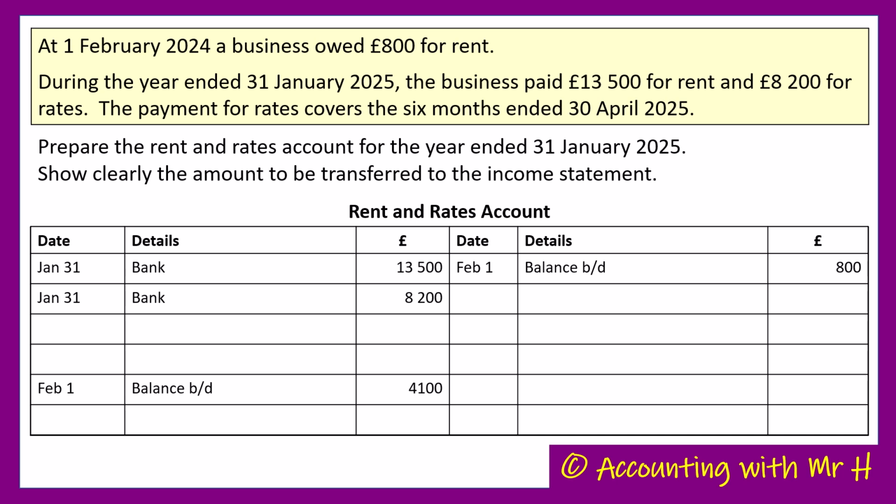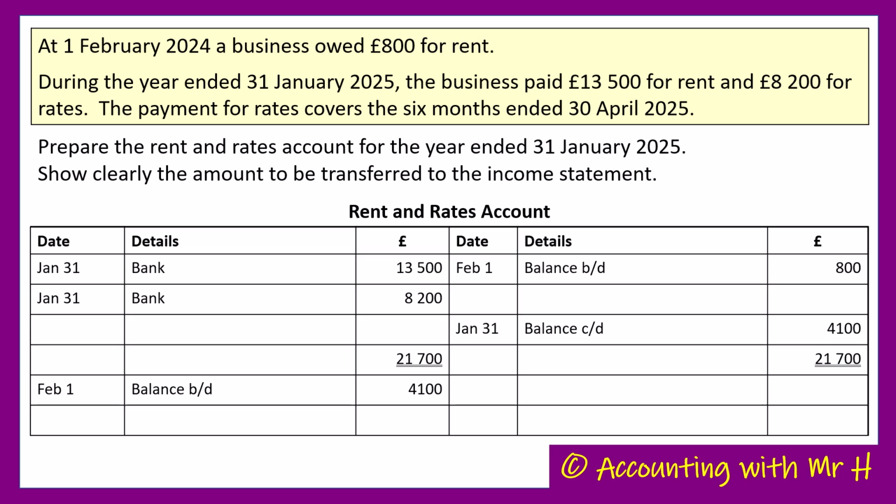And then effectively I can just start working backwards. So there's my total row, and if I'm bringing that 4,100 down on the debit, I must be carrying it down on the credit. And then all I've got to do is make both sides total up to 21,700 because that was the higher amount. And therefore, the missing figure that we want, the amount to be transferred to the income statement that relates to this year for rent and rates, is £16,800.